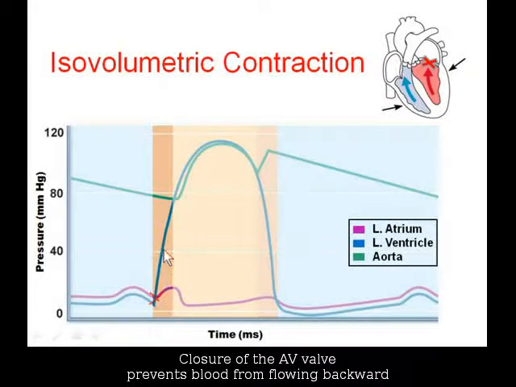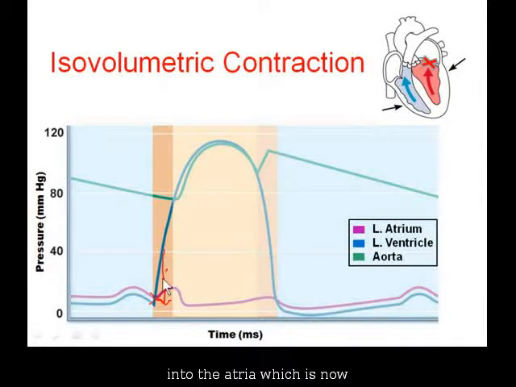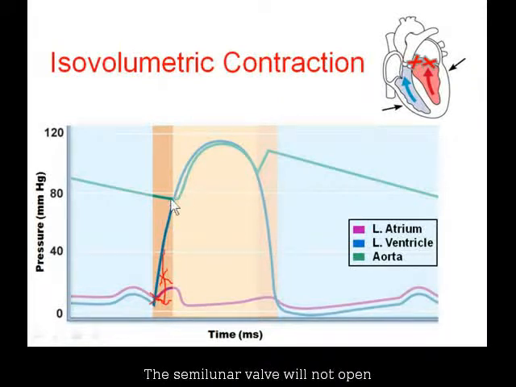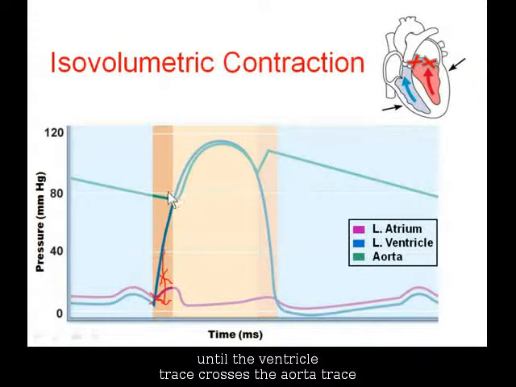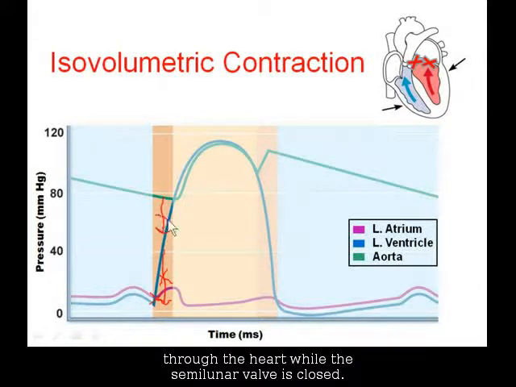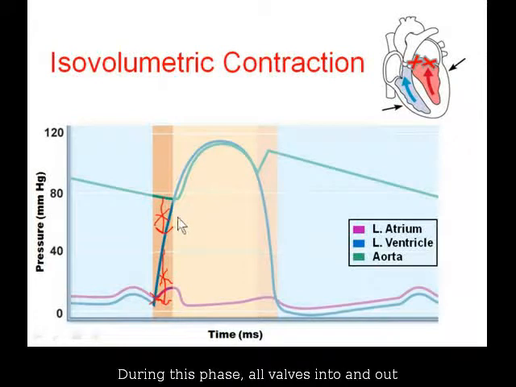Closure of the AV valve prevents blood from flowing backward into the atria, which is now at a lower pressure than the ventricle. Pressure is not yet high enough in the ventricle to open the semilunar valve, leading into the aorta. The semilunar valve will not open until the ventricle trace crosses the aorta trace in the next phase. Therefore, blood cannot flow backward through the heart while the semilunar valve is closed. During this phase, all valves into and out of the ventricle are closed.